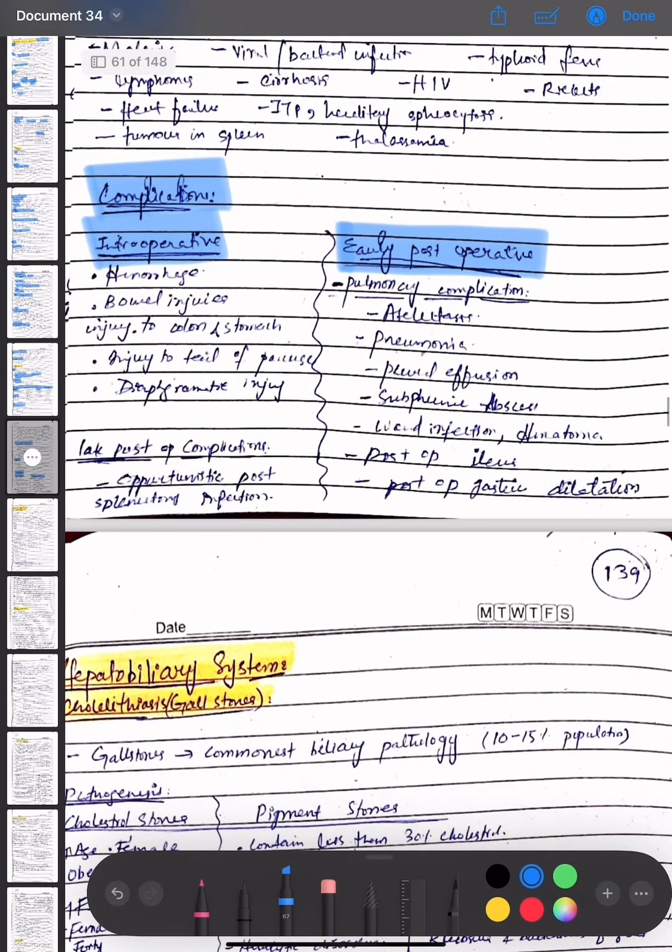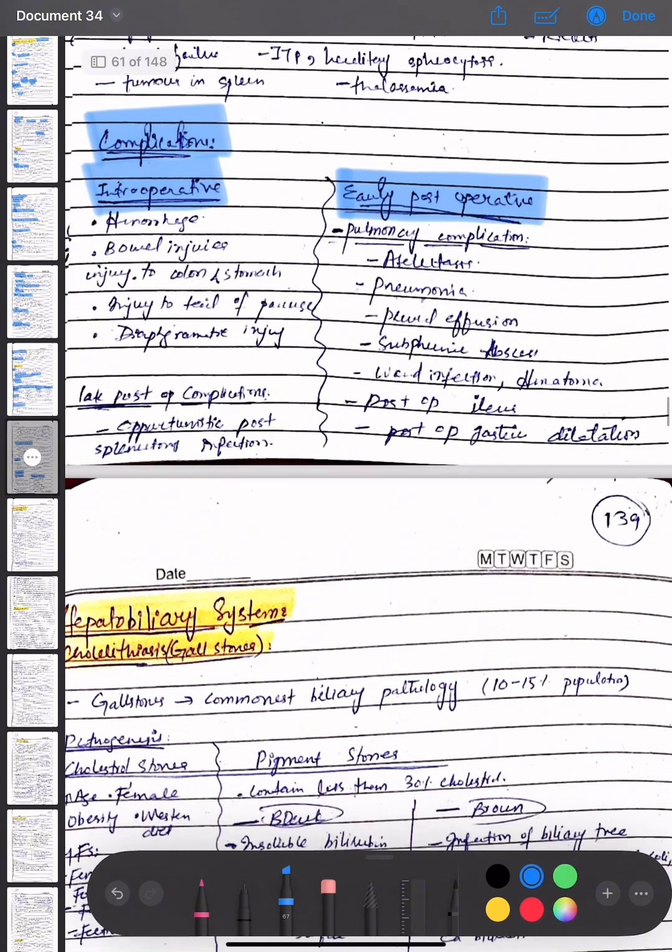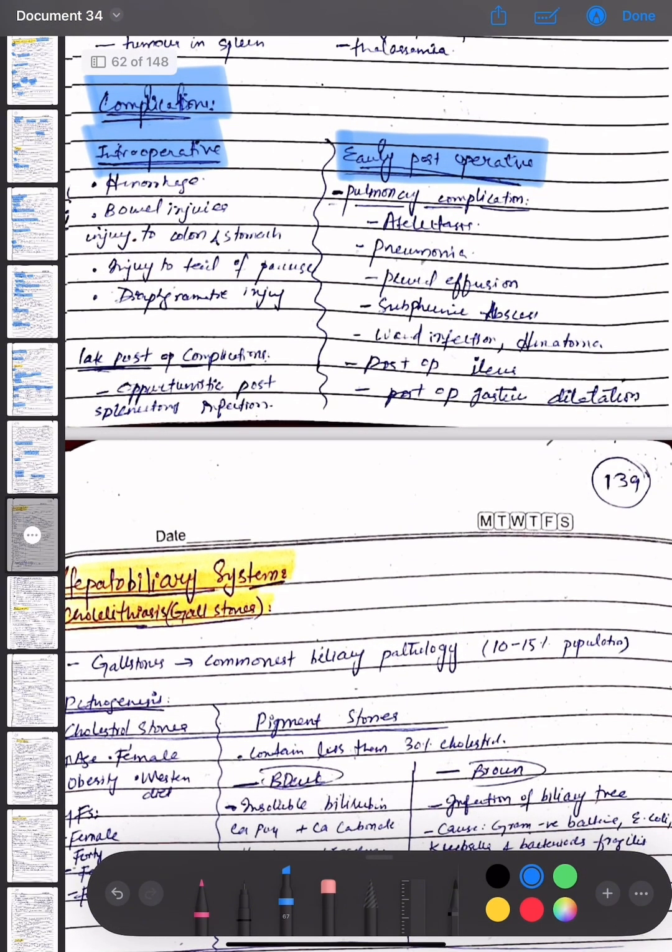Intraoperative complications are hemorrhage, bowel injuries, injury to the colon and stomach, injury to the tail of the pancreas, and diaphragmatic injury. Then we have the late post-operative complications. These are opportunistic post-splenectomy infections, and the pulmonary complications are atelectasis, pneumonia, pleural effusion, subphrenic abscess, wound infection, hematoma, post-op ileus, and post-op gastric dilatation.